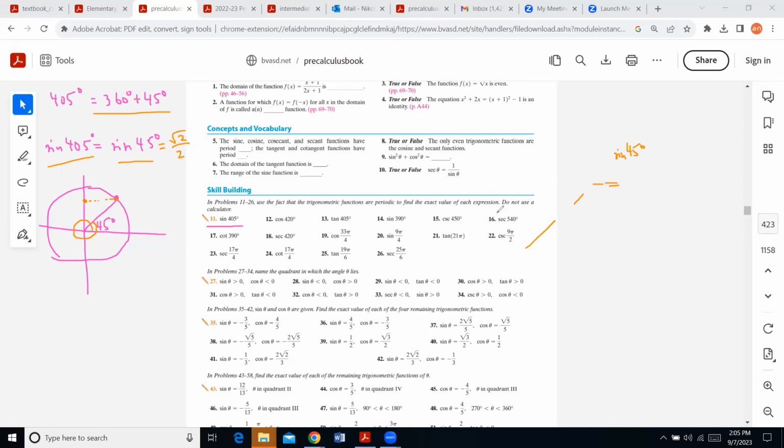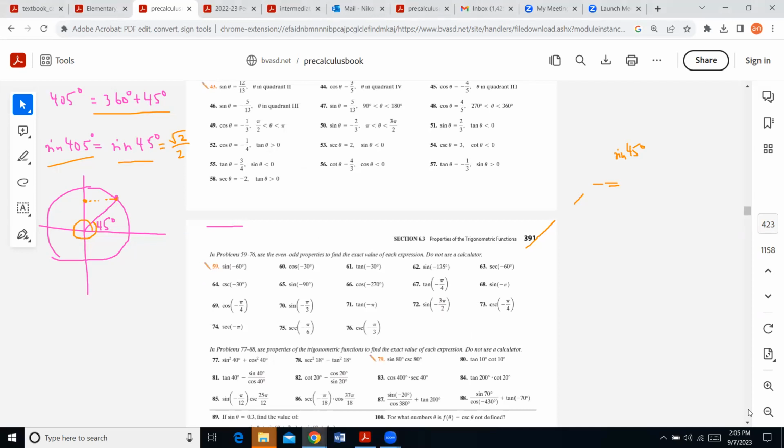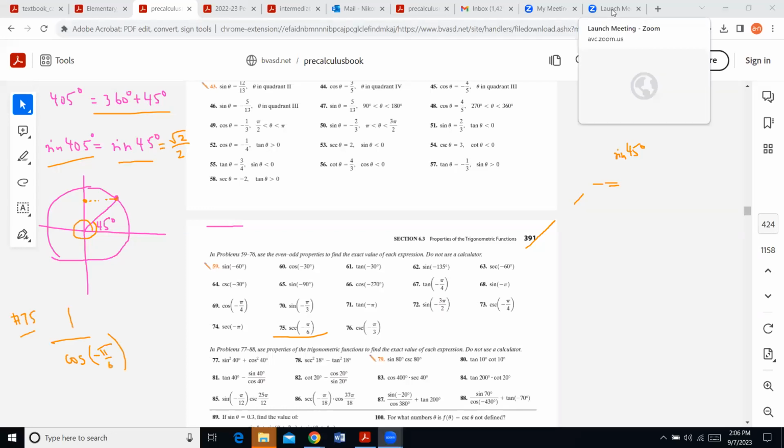So I'm gonna try to see what else is interesting in here. And I guess I'm just going to take a look at another exercise for a change with maybe secant. So exercise number 75, where we have secant of negative pi over 6. And I know that's 1 over cosine, isn't it? Of negative pi over 6. So this is an analogous exercise.